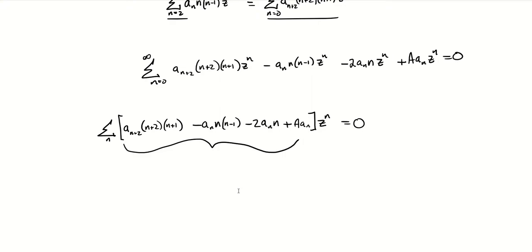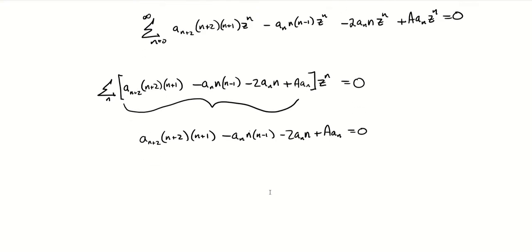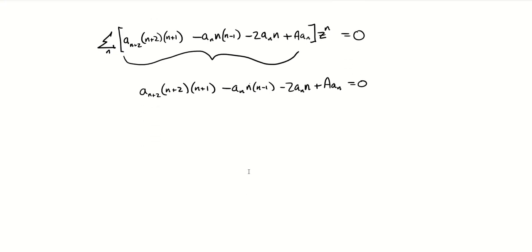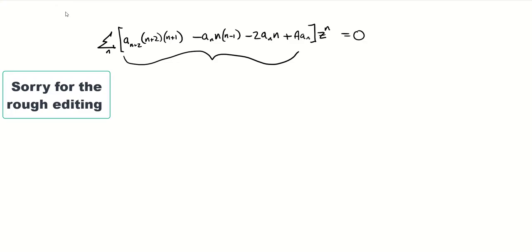So we're left with a useful equation: a sub n plus 2 times (n plus 2)(n plus 1), minus a sub n times n times (n minus 1), minus 2 a sub n times n, plus a times a sub n has to be equal to 0. This essentially gives us our equation that we need to solve to get our a sub n's. To do that, we're setting this whole thing to 0.